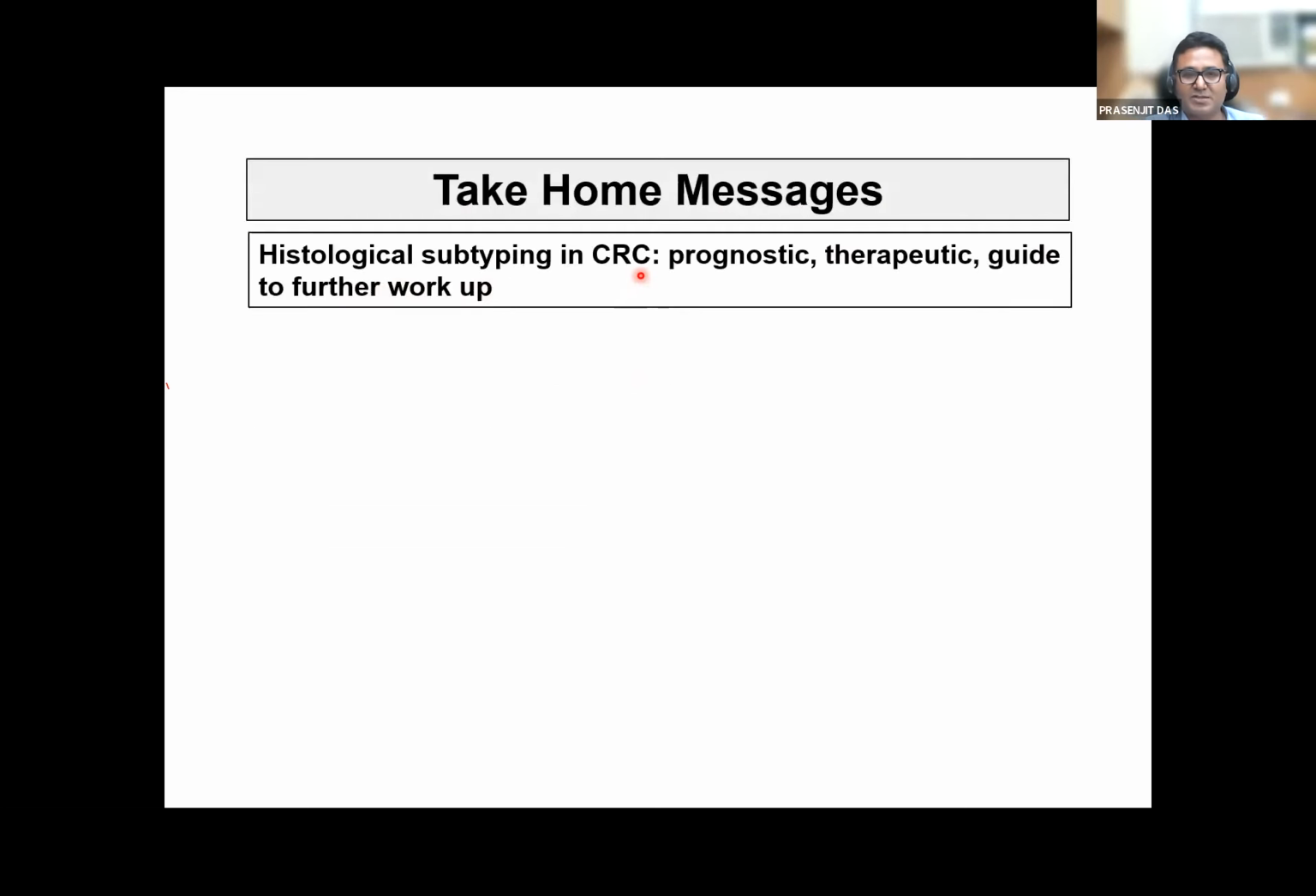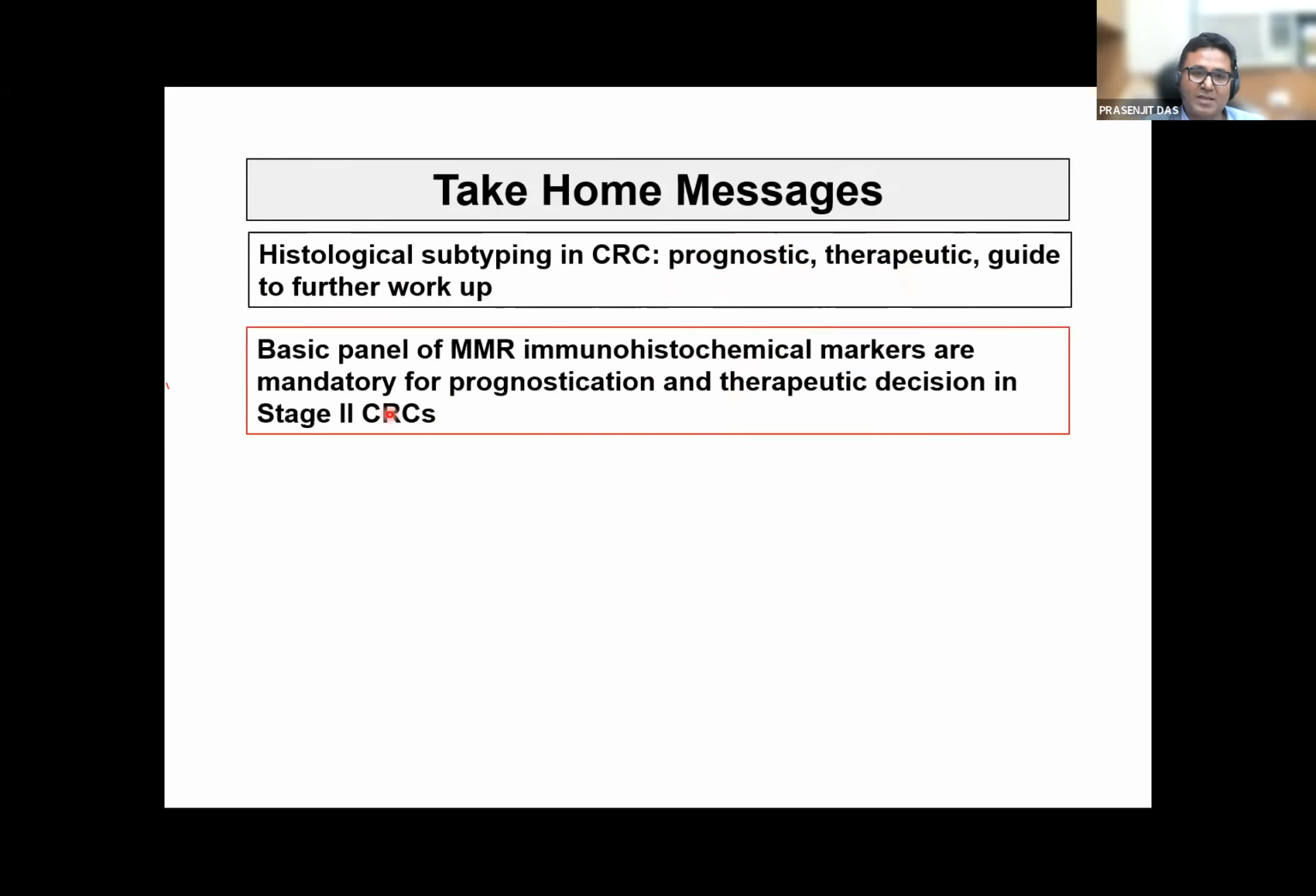So what are the take-home messages of this short presentation? Histological typing is very much important. We must follow the WHO classification, because the histological classifications can give you some prognostic information, and you can do some ancillary tests like MSI testing or PDL1 testing based on the histological tumor type, and that can help you in therapeutic decision. The basic panel of MMR immunohistochemical markers is mandatory for prognostication and therapeutic decision in stage 2, not only stage 2, also in stage 3 colorectal carcinomas nowadays, and it is very much important.